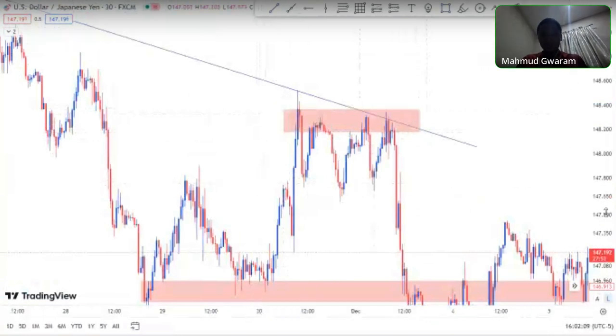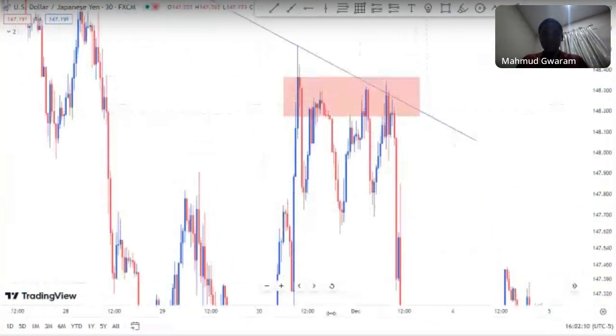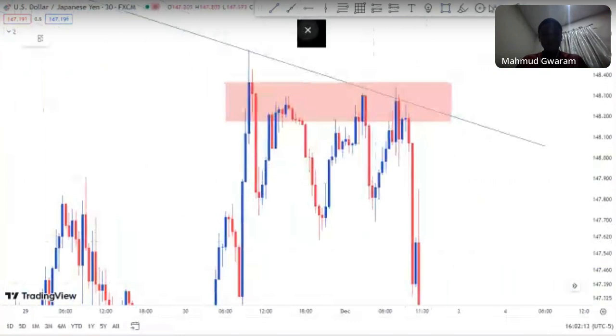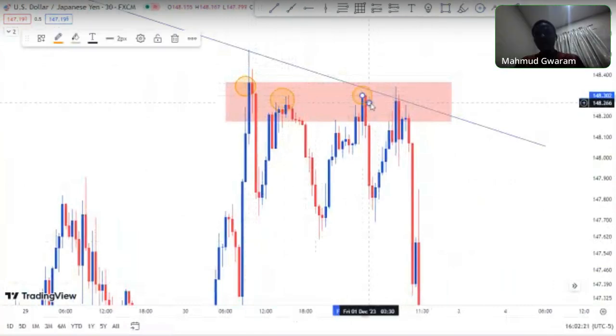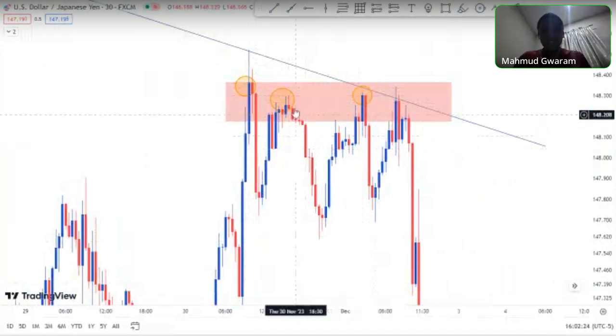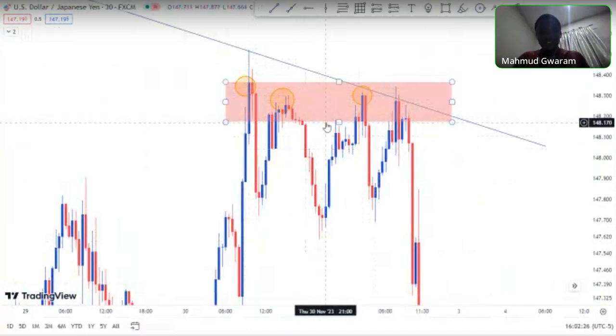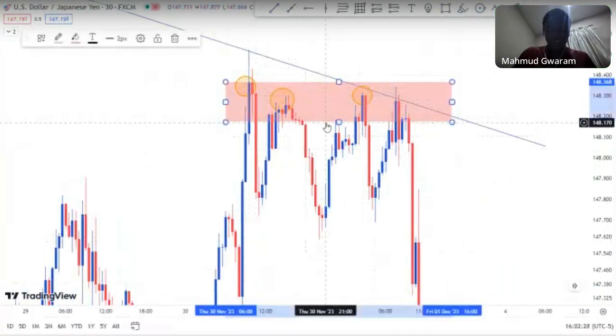What happened? There was a reaction here by the market, 1. Another reaction here by the market, 2. Another reaction here by the market, 3. But what am I looking at? Since I have this particular resistance, this one should be resistance.